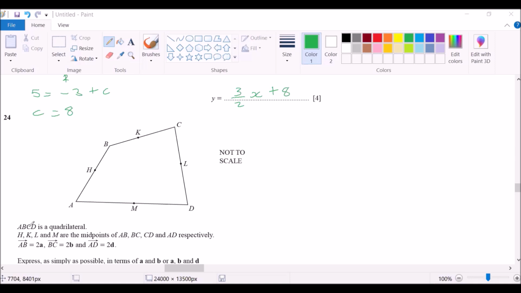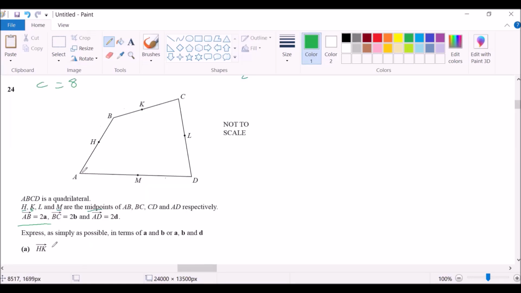Vectors. ABCD is a quadrilateral. H, K, L, and M are the midpoints of AB, BC, CD, and AD respectively. AB is equal to 2a. This is AB, 2a. Since H is a midpoint, AH is equal to a, HB is also equal to a. These are equal and in the same direction.